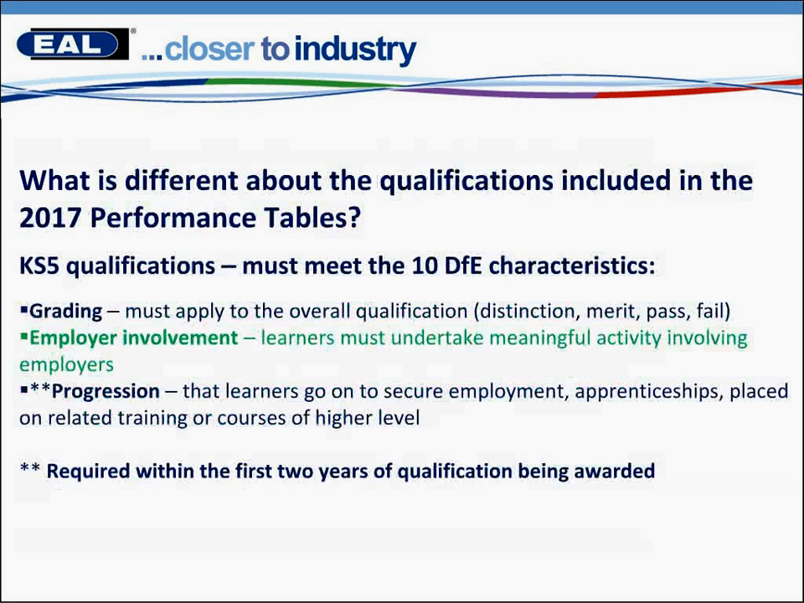So what is the difference then about the qualifications included in the 2017 performance tables? Looking here specifically now at the Key Stage 5 qualifications, they must meet the 10 DfE characteristics. And the one I've highlighted in green there really is the main one for centres to be aware of, which is employer involvement. DfE have stipulated that employers must be involved in the qualification. They have given guidance around what that involvement could be, including work experience, or the employer involved in the delivery of the assessment or delivery of the curriculum. There are a number of stipulations which DfE have said will be okay for centres to use. We have put all these within our qualification manual.